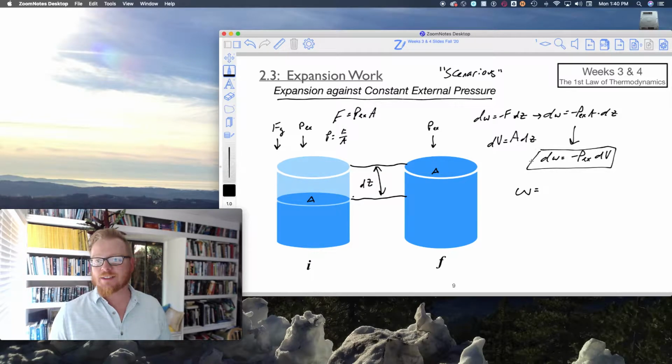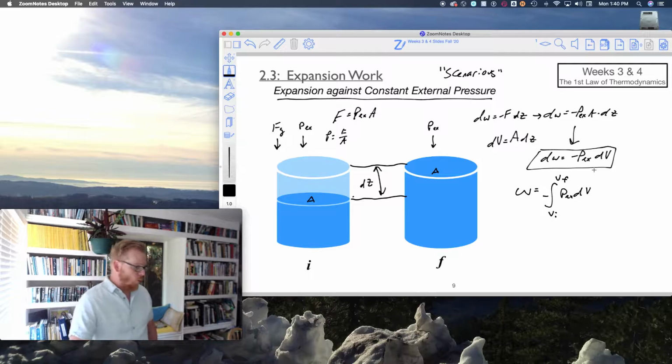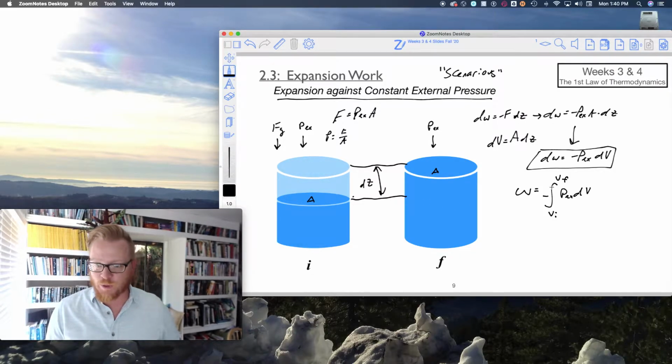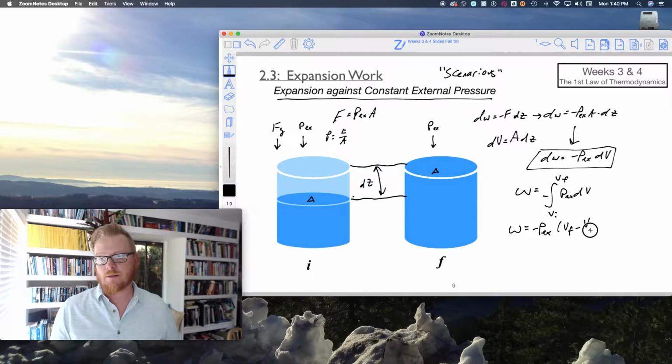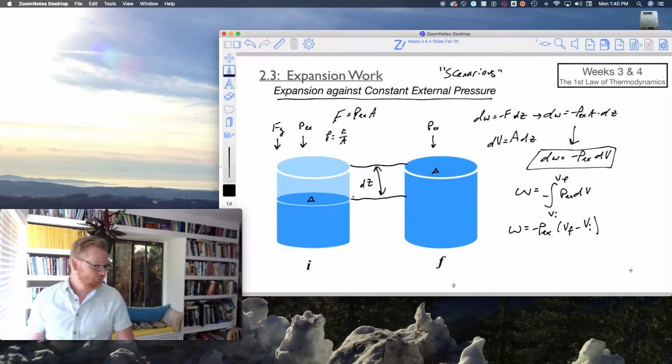Well, if I want to know how much work is done, I have to integrate both sides. So if I integrate dW, I just get W. And now I have to integrate P external dV, from V initial to V final, okay? Well, this is a pretty simple integral. We know P external is a constant, so it can just come out the other side. And then the integral of dV from V initial to V final is just going to be V final minus V initial, okay? So work equals negative PEX times V final minus V initial, okay?